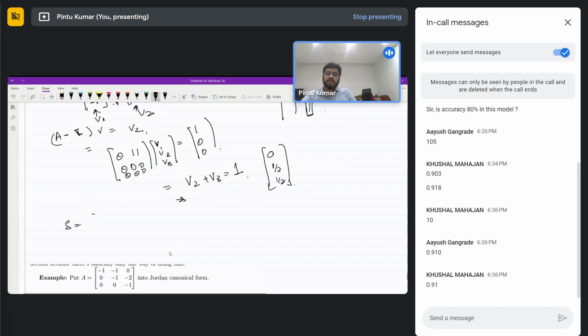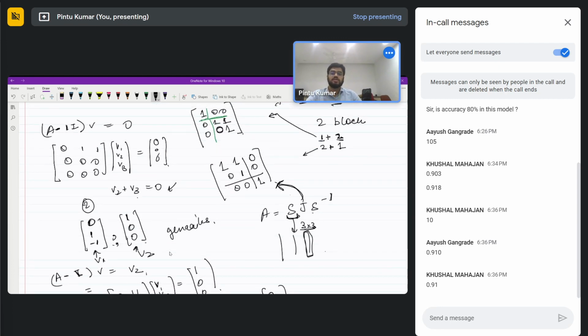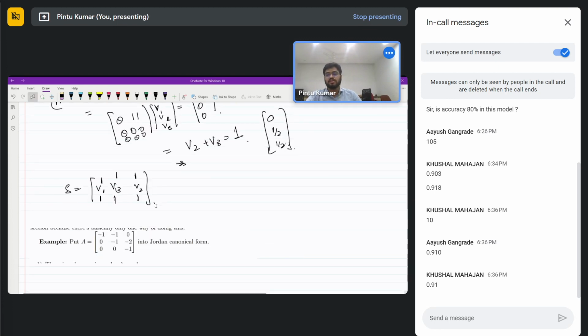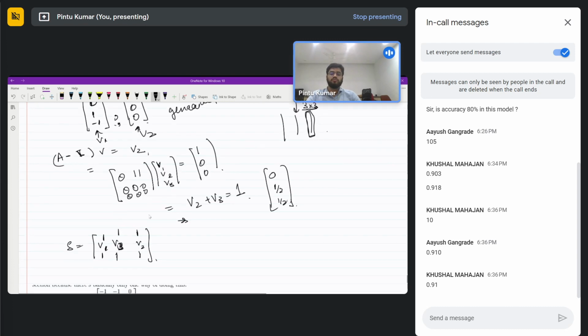So you can construct your matrix S as V1 as your first column, then V3, because this is the generalized eigenvector corresponding to V3, and then your V2. And now you had two choices for your Jordan canonical form. Based on how you construct your S, if you have written V1 and V3 first, because V1 and V3 should come together, then you should have a two-block Jordan block towards the top and one block towards the end corresponding to V2.